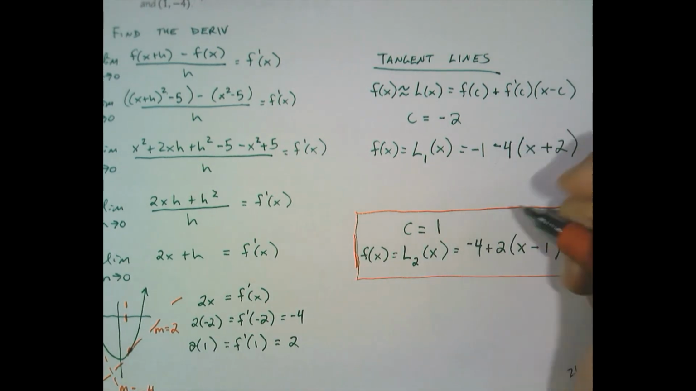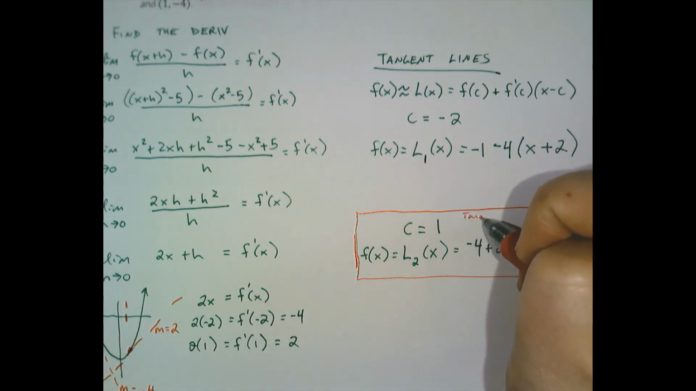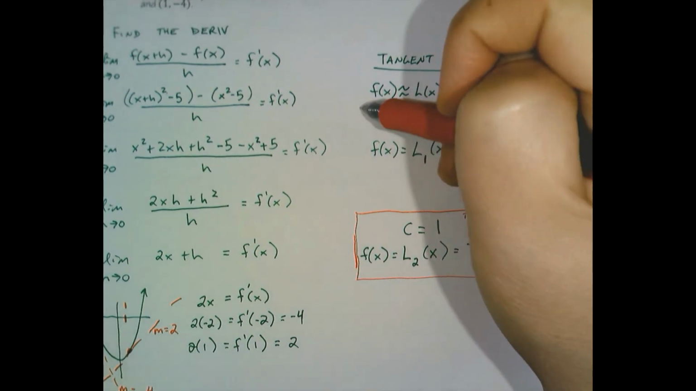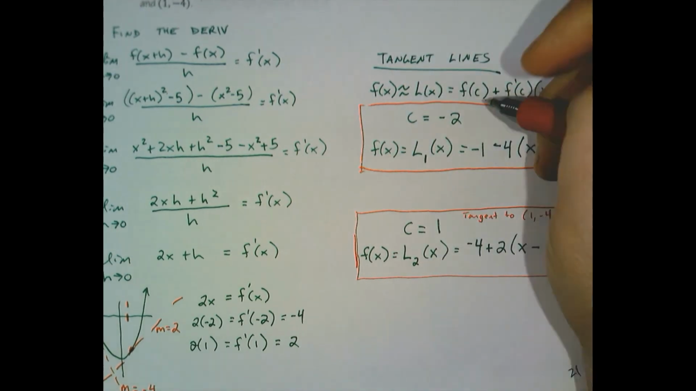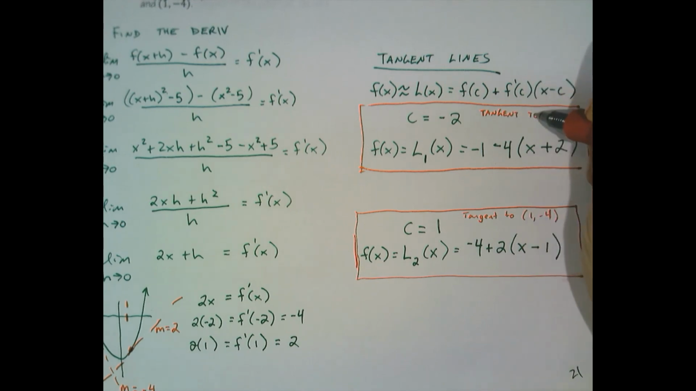And this was for the line tangent to the point 1 comma negative 4. And this one was for, it's like my red pen's starting to die, the line tangent to the point negative 2 comma negative 1.